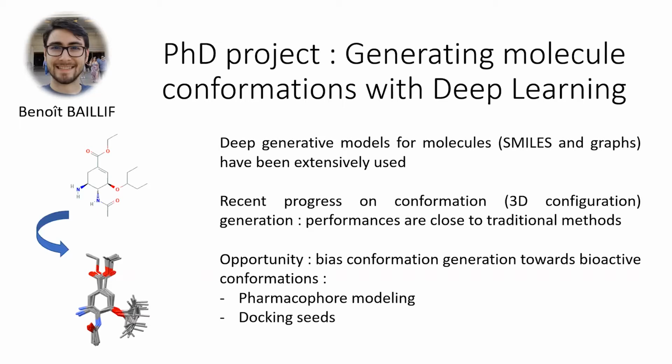There's especially an opportunity, for instance, to bias the conformational sampling into conformations of interest. And my project will be interested in the next weeks in trying to bias the existing deep learning conformation generators towards bioactive conformations. And this will be especially useful for pharmacophore modeling, or to try to have better input conformations in docking experiments. Thumbs up. Yeah, that's good. Next.